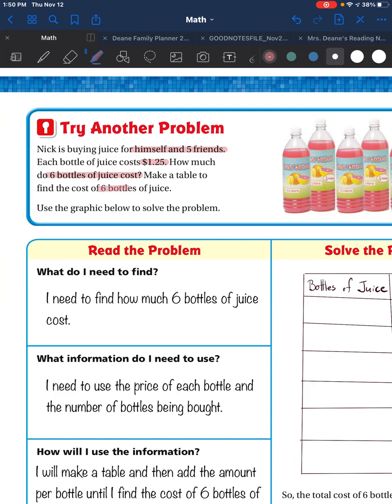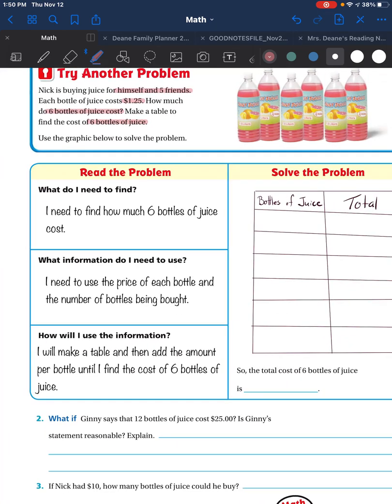Now, many of you are just thinking, okay, I could just multiply. You're right, you could, but in this case, it did ask us to use a table, so we have to do that. So if you look down here, it says, read the problem. What do I need to find? I need to find how much 6 bottles of juice cost. What information do I need to use? I need to use the price of each bottle and the number of bottles being bought.